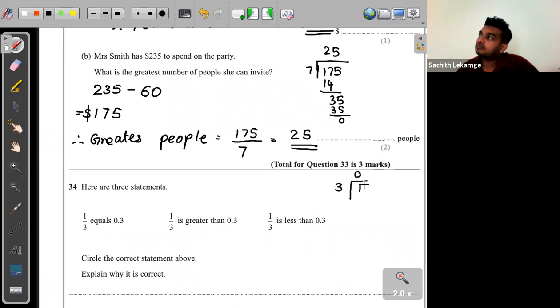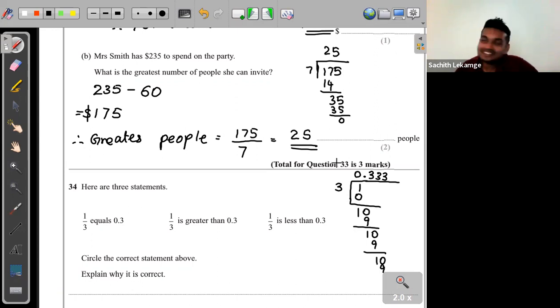Are there threes? No. 3 × 0, 0. 1 − 0, 1. Put the decimal point, take 0. 3 × 3, 9. 3 × 3, 9. Even if you do this your whole life, it's still 0.33333. We call this a recurring decimal. Three is a recurring number.